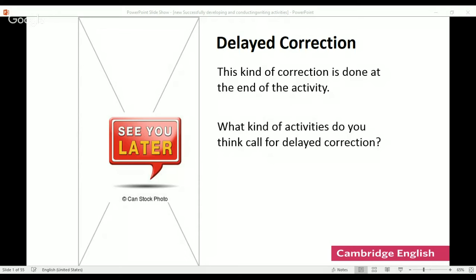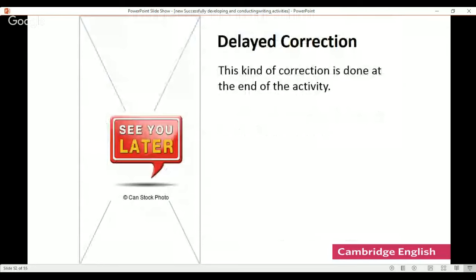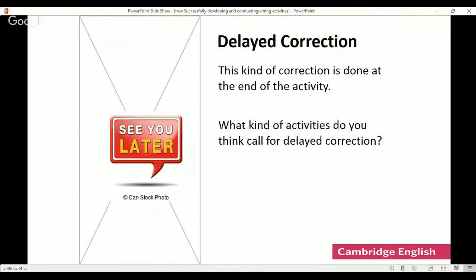Let's see what participants think. Participants think that fluency-focused activities call for delayed correction. Let's see if that answer is correct. Delayed correction is more suitable for fluency-focused activities. That is right.